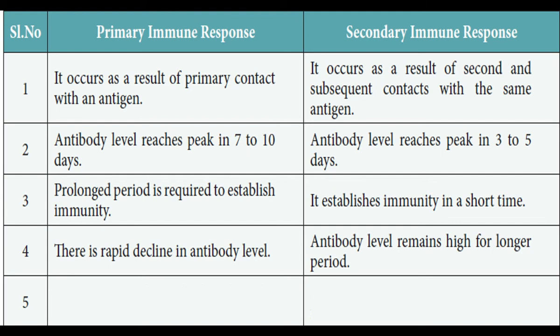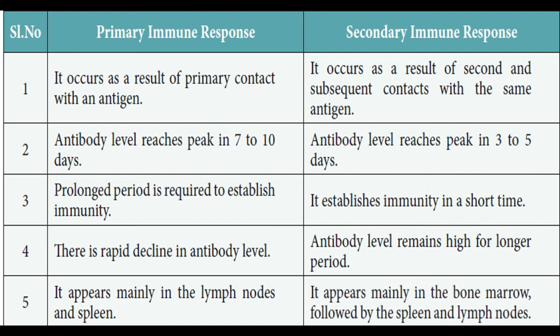Immune system has lymphoid organs. The lymphoid organs are concerned with the development of lymphocytes. Here also the primary immune response and secondary immune response involve the role of lymphoid organs. Primary immune response appears mainly in lymph node and spleen. Lymph node and spleen are secondary lymphoid organs. Secondary immune response mainly occurs in bone marrow. Bone marrow is a primary lymphoid organ. That is followed by spleen and lymph nodes.